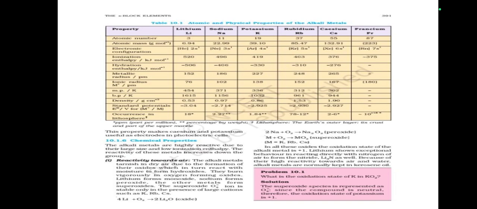The superoxide O2 negative ion is stable only in the presence of large cations such as potassium, rubidium, cesium. In all these oxides, the oxidation state of the alkali metal is +1.